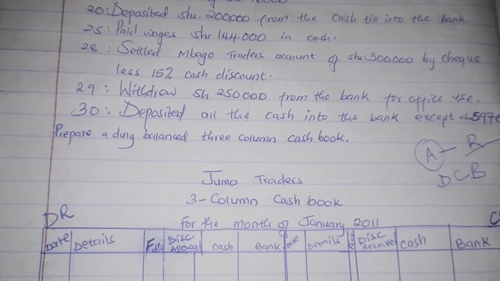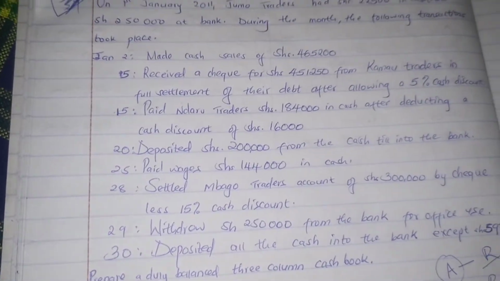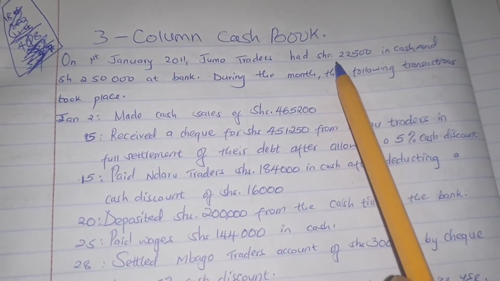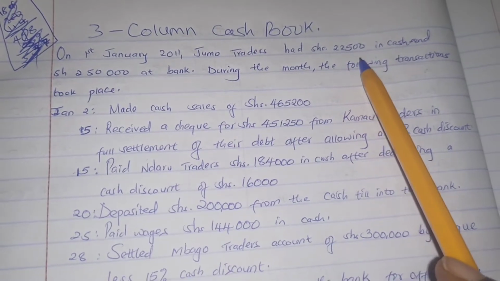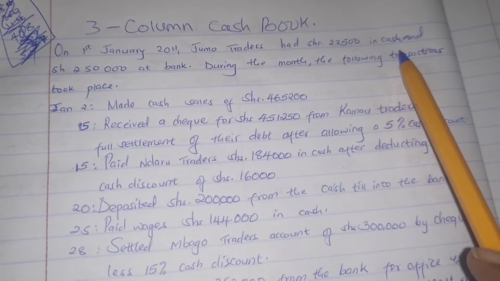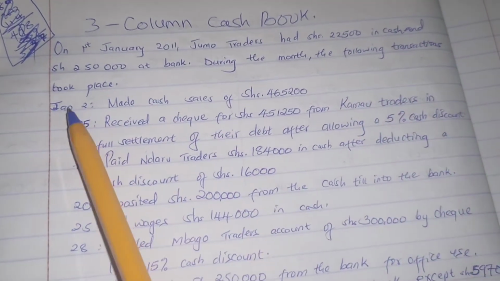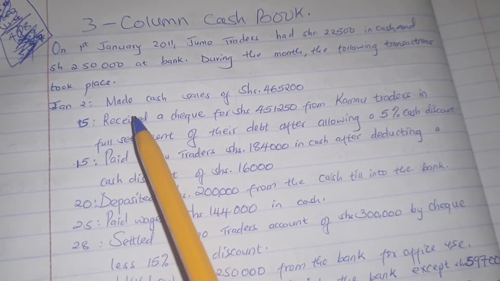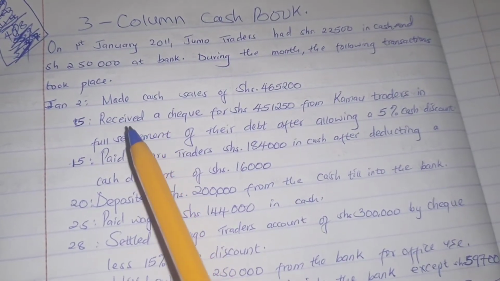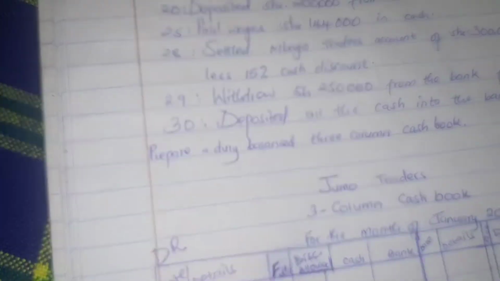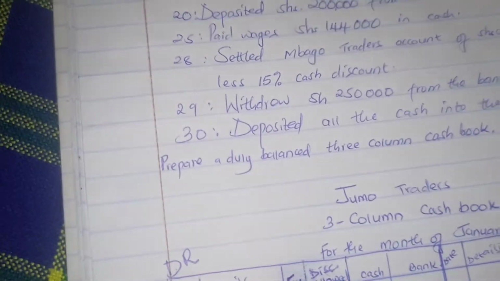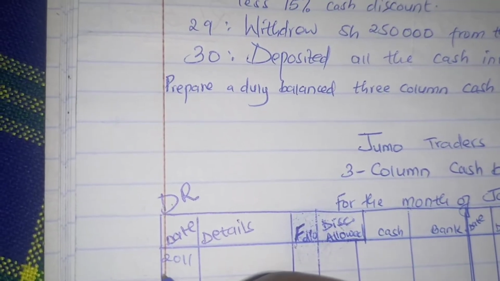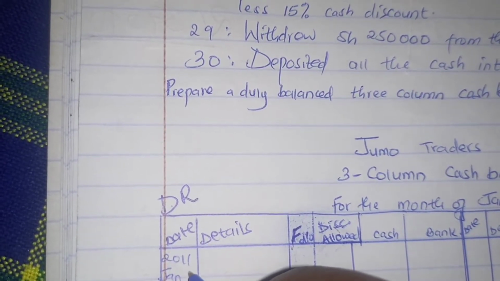So let's go straight to our question. What are we supposed to do in this type of question? We start at the beginning of the month, 1st January, 22,500 shillings in cash. So this is our balance brought down for the cash and the balance brought down for the bank. Cash and bank are assets, and therefore they have debit balances unless otherwise stated. We are given our year as 2011, the month is January and the date is 1.